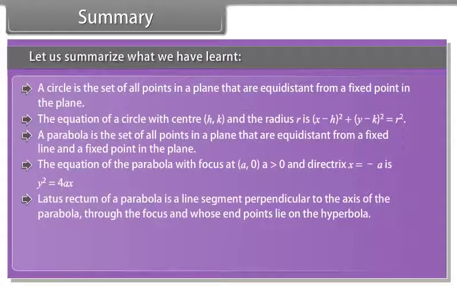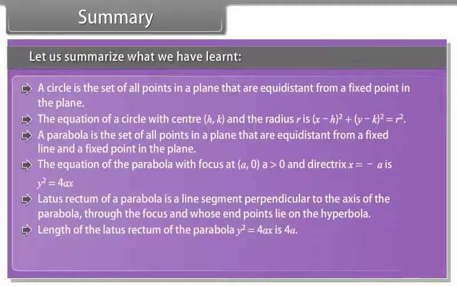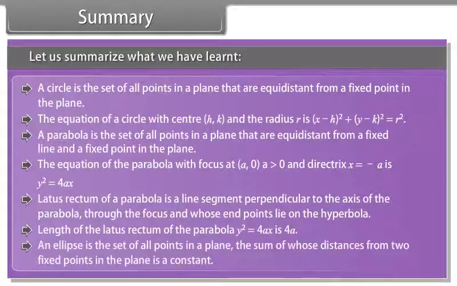Latus rectum of a parabola is a line segment perpendicular to the axis of the parabola through the focus and whose endpoints lie on the parabola. Length of the latus rectum of a parabola y square is equal to 4ax is 4a. An ellipse is the set of all points in a plane, the sum of whose distances from two fixed points in the plane is a constant.